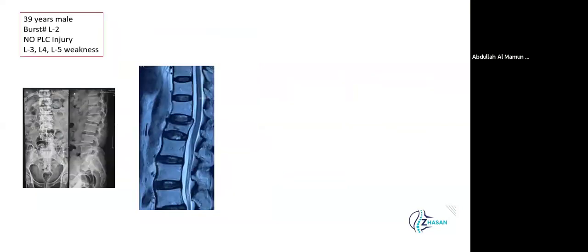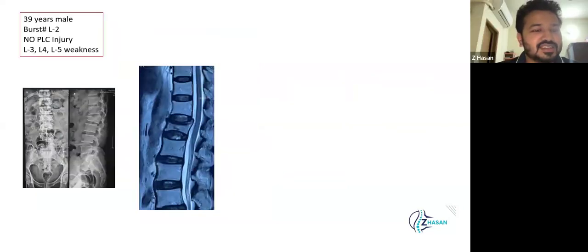So carry on. Next, move to the next case. This case is a 39-year-old male, still the same burst fracture, but here we didn't find any PLC injury, and the patient has lumbar 3, 4, and 5 nerve root weakness. So now, Rabbu or anyone, please come forward with the TLICS score.